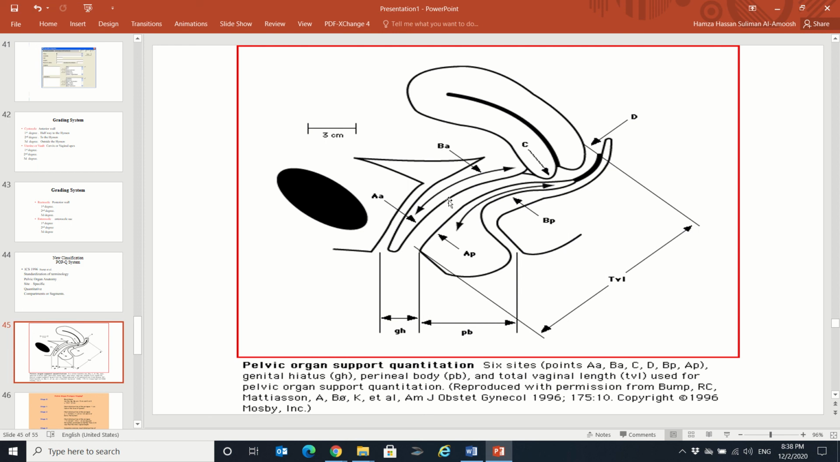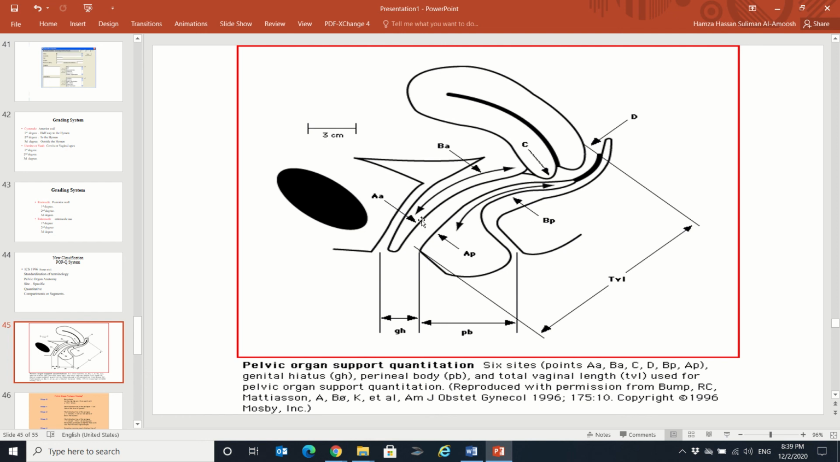B anterior is 6 centimeter above the hymen ring, so it's -6. The same thing on the posterior wall. We have A posterior and B posterior. Now, if we have, let's say, the anterior wall bulge here, the bladder is bulging inside, and the lower point is going down, down, down, up to -3. Up to -3, we still consider it normal.